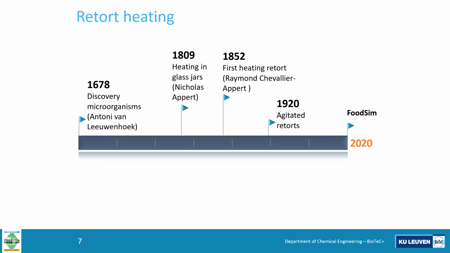Then a bit of history to show here. I won't go too much into detail about this, but the most interesting thing is to see that in 1852 the first heating retort was invented. In 1920 there was an important improvement of the process where they started to agitate the cans or pouches inside the retort, and so this is where we are today, 2020, and you can see that this development was only 100 years. It was already 100 years ago, so quite a while ago.